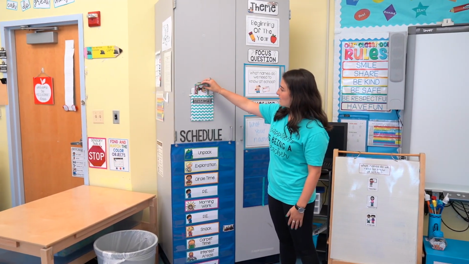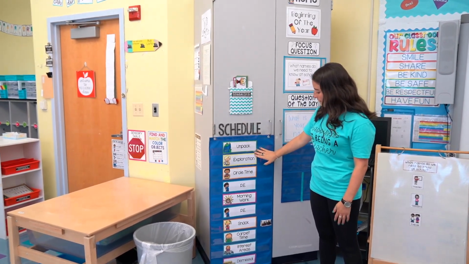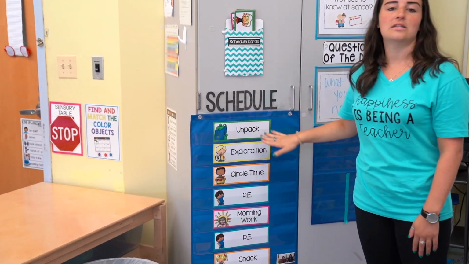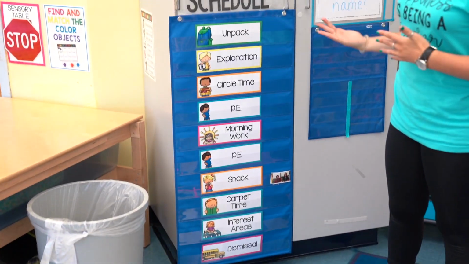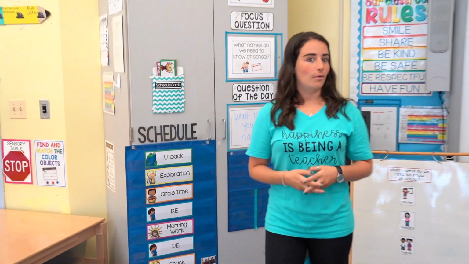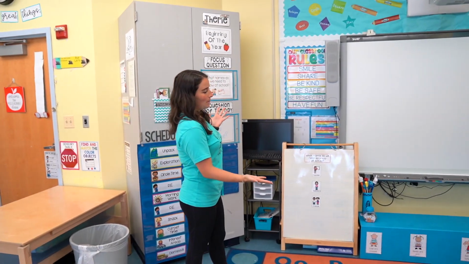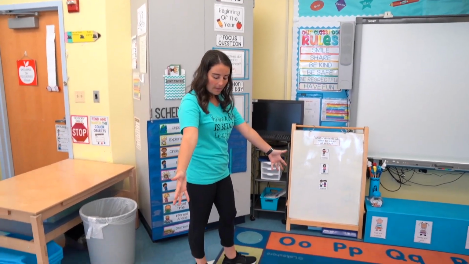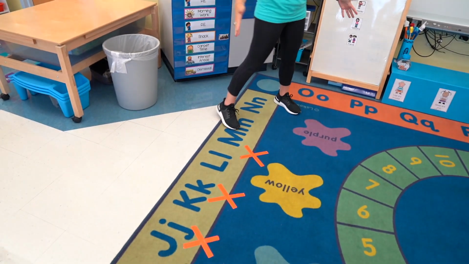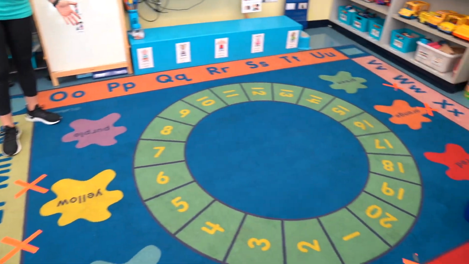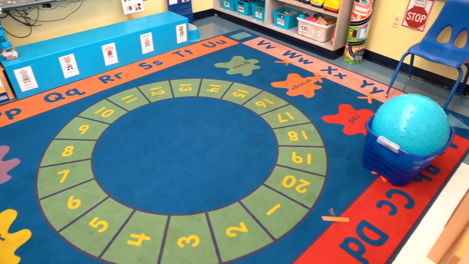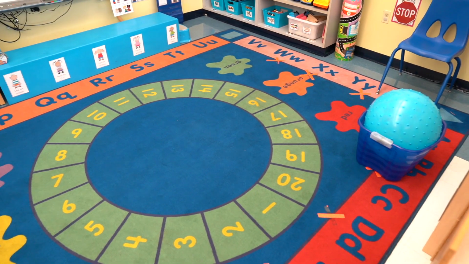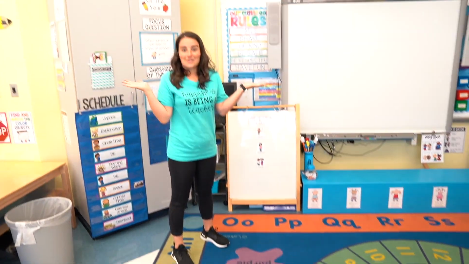So we have our extra schedule cards up here, and then we have our schedule here, and my assistants change this. Once the AM students leave, my assistants change it for the afternoon class. So that's a little bit about the carpet area. Of course, our carpet is massive, and it can fit all 12 students, and the students sit on the X's. One of my students actually sits on that ball as well, because that's what he needs. So that's our carpet area.